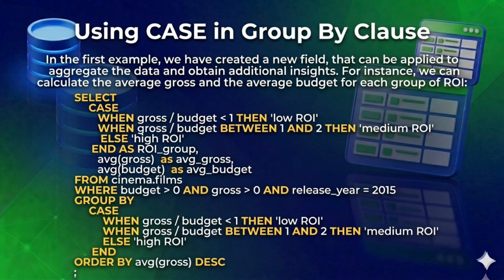Next, notice something important. The same case logic is repeated inside the group by clause. This is required because SQL needs the exact grouping expression to aggregate the data correctly. Finally, we sort the results by average gross in descending order, so the highest performing groups appear at the top.